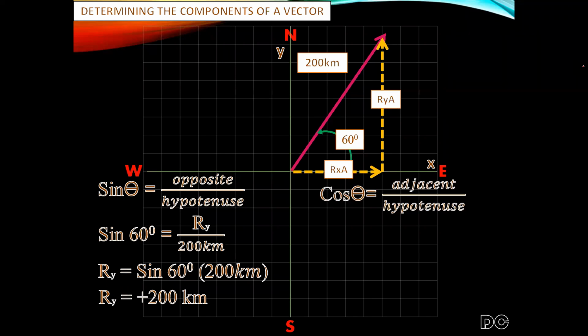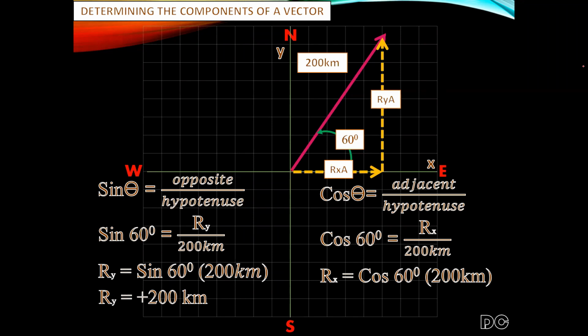Next is for the cosine, adjacent. Since the adjacent is the x, r sub x is equal to cosine 60 degree times 200 kilometers, and that is equal to positive 100 kilometers. Positive because x on the first quadrant is also positive. So these are the r sub xa and r sub ya.